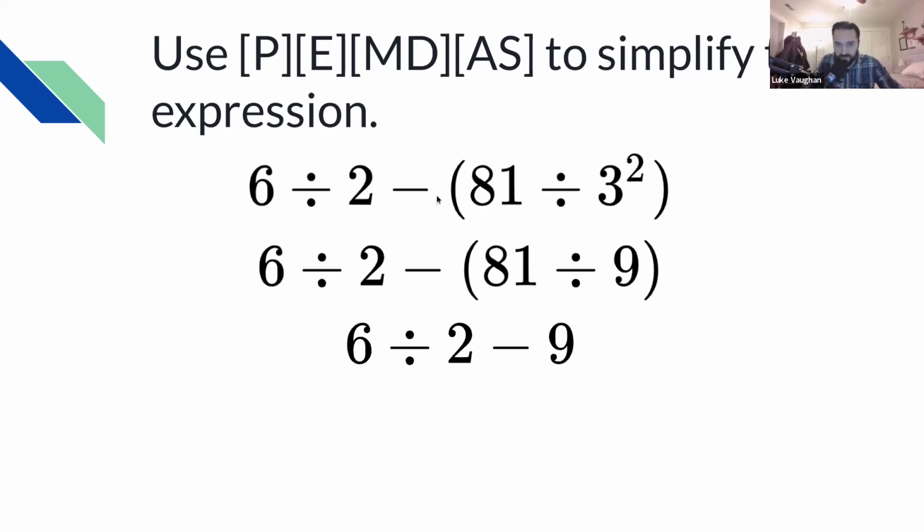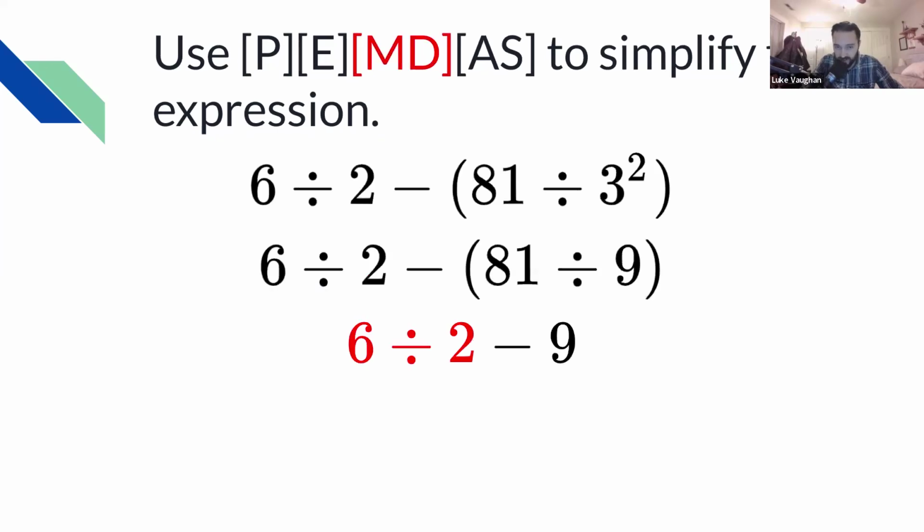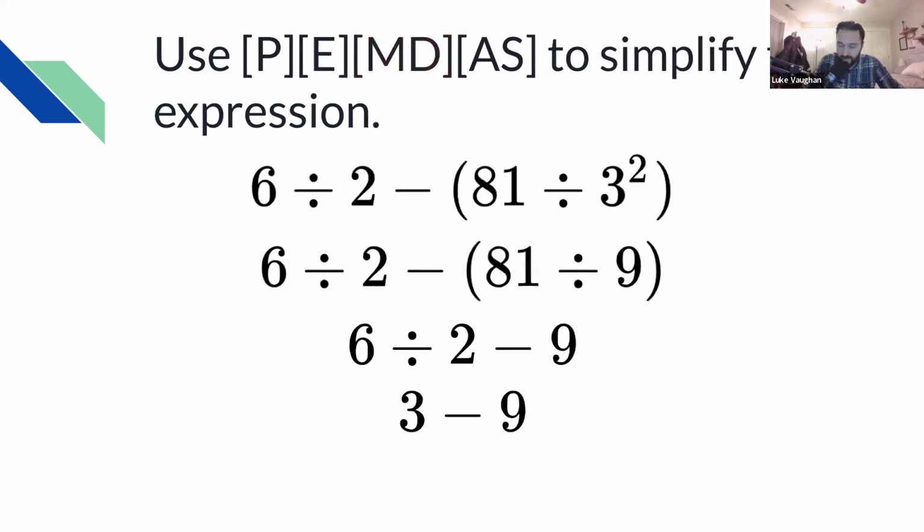Look at PEMDAS one more time. Do we have parentheses? No. Do we have exponents? No. Do we have multiplication or division? Yes, we do. We have division right here. So 6 divided by 2 is 3. And we have 3 minus 9. And 3 minus 9 is negative 6. So the solution is negative 6.